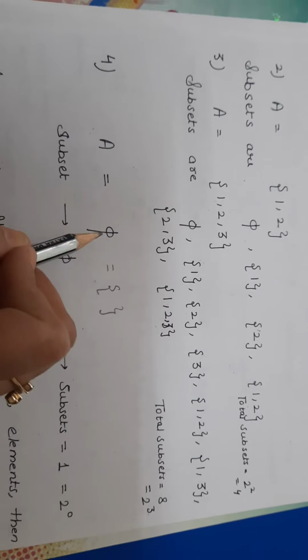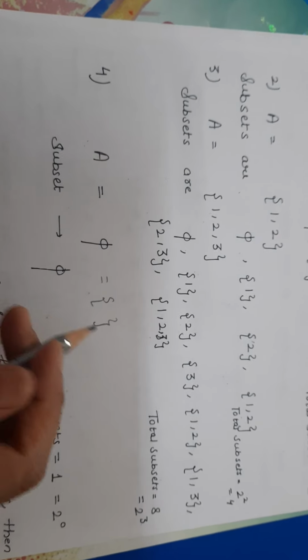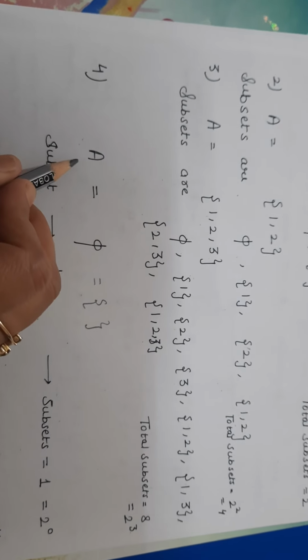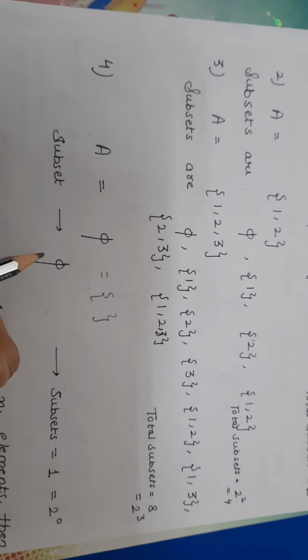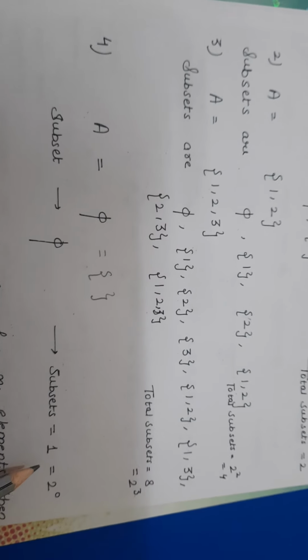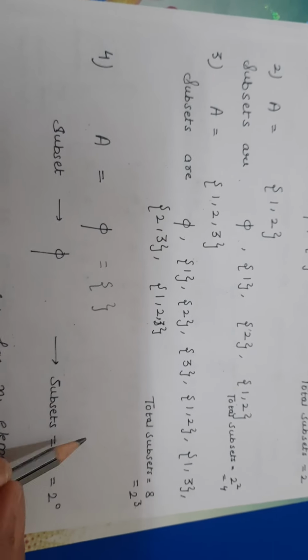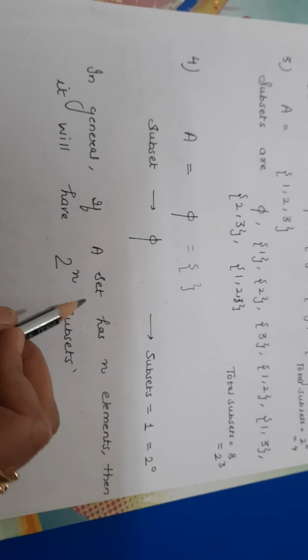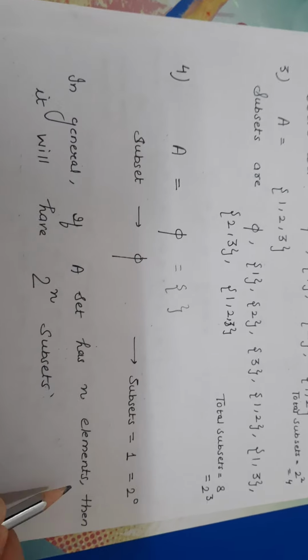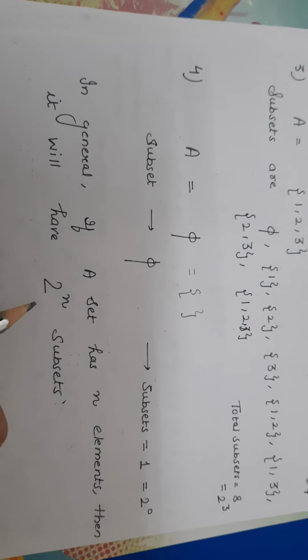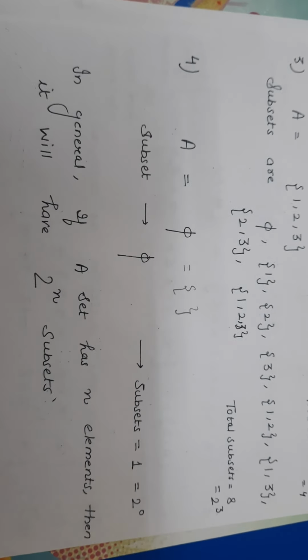Now here A is empty. So it means the number of elements in A is 0 and it will have only one subset. 1, we can write as 2 raised to the power 0. So from here we get the general result: if a set has n elements, then it will have 2 raised to the power n subsets.